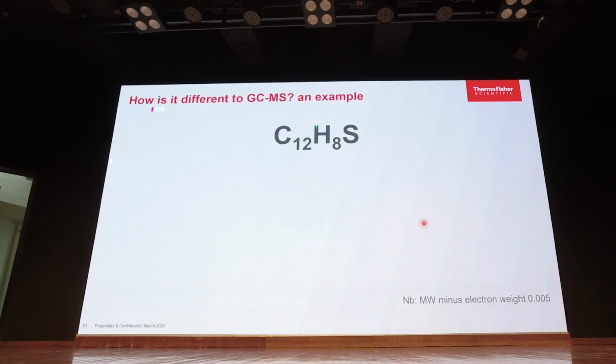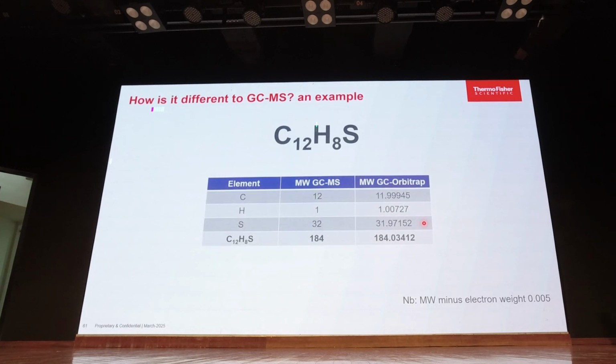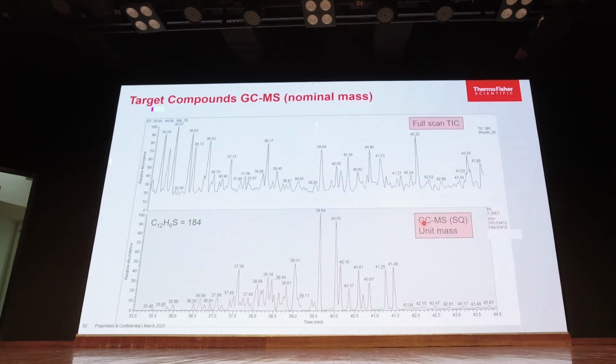So this is one more example. C12H8S. The nominal molecular weight is 184, and the exact mass is 184.03. If I am doing a full scan and I expect a single peak, I am giving a window of one Dalton, one atomic mass unit, 183.5 to 184.5. So I get almost 38 peaks.